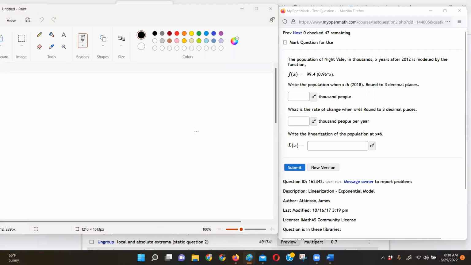Okay, so for this question, let's see, what do they want us to do? I've got the derivative, I've got the function. They want me to write the population when x equals 6. So what I'm basically doing is trying to write a point (6, some value). Okay, so I'm going to do 99.4 times 0.96 to the 6th power.